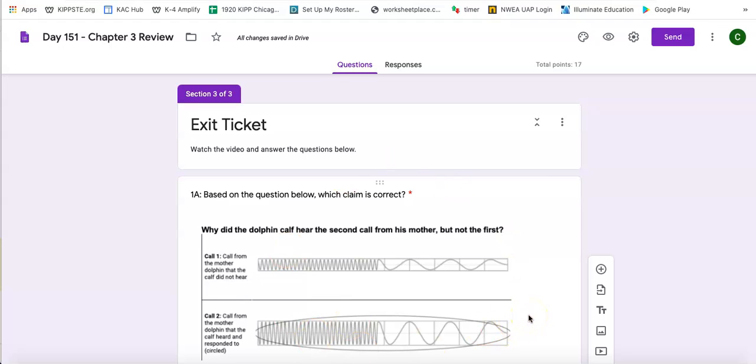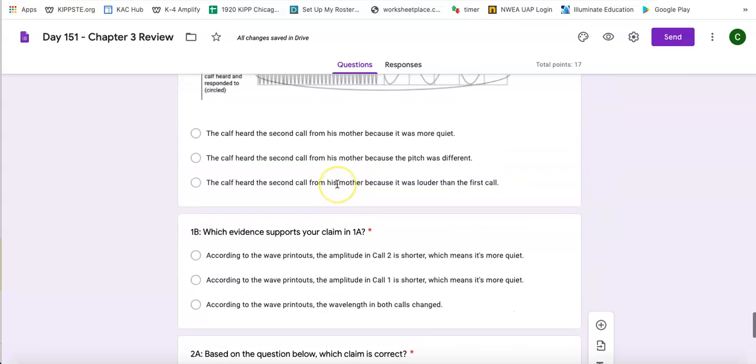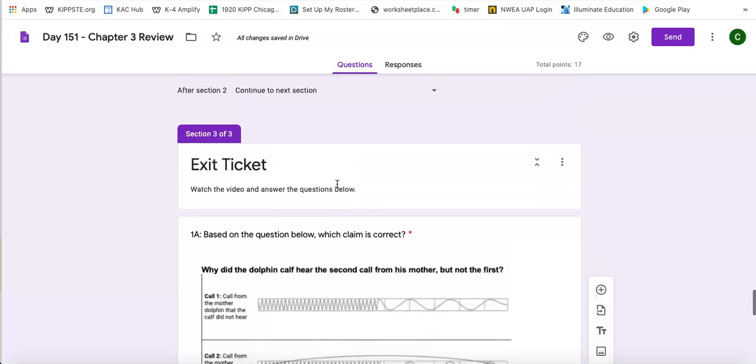This is not the time to guess. This is not the time to say, oh, I'm not going to really read the question and I'm not going to really read the answer choices. This is the time to be very serious, because if you get this correct on your exit ticket, you will already have your claim and at least one piece of evidence for your assessment tomorrow.